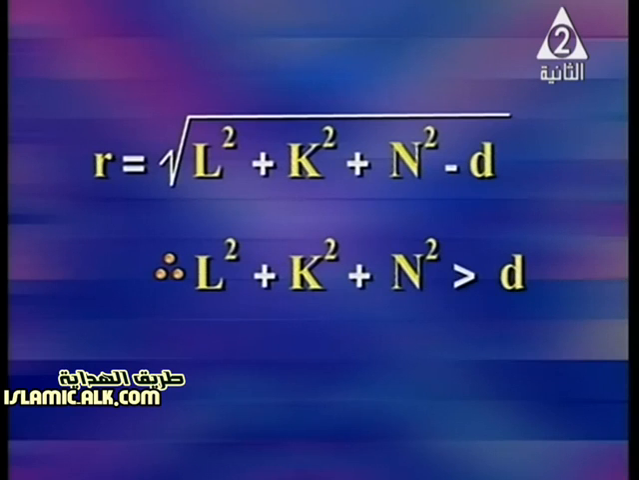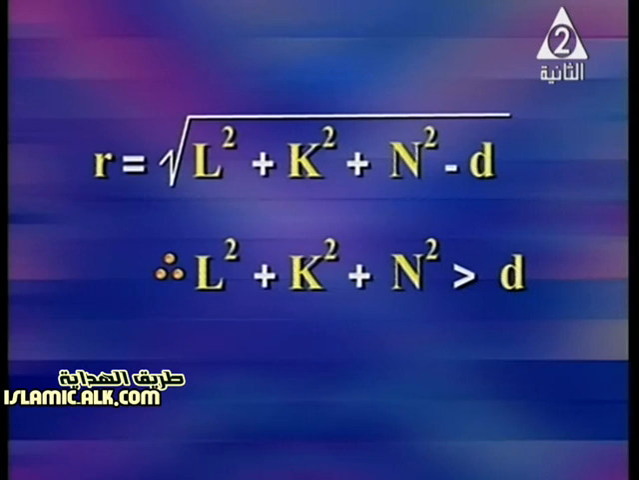Therefore, remember, L squared plus k squared plus n squared must be more than d. Why? Because the radius is a positive distance. When L squared plus k squared plus n squared equals d, then r equals 0, so there is no sphere. When L squared plus k squared plus n squared is less than d, r equals the square root of a negative number, which does not exist.